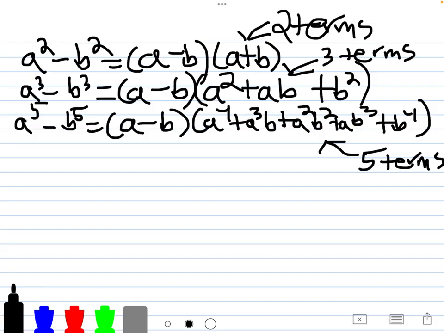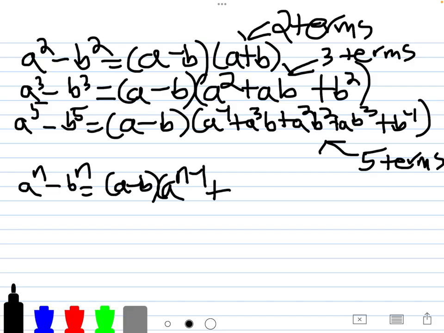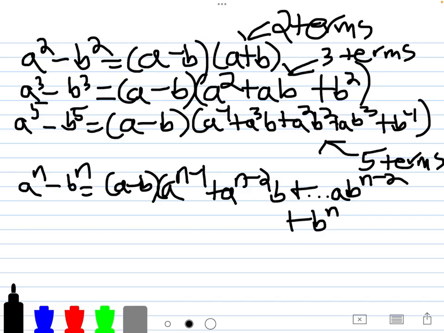Using all of this combined knowledge, we can reasonably say that given a to the power of n minus b to the power of n, you can factor it such that the first factor is a minus b, and the second factor will be a to the power of n minus 1, plus a to the power of n minus 2 times b, plus everything in between, all until you get to b to the power of n minus 1.